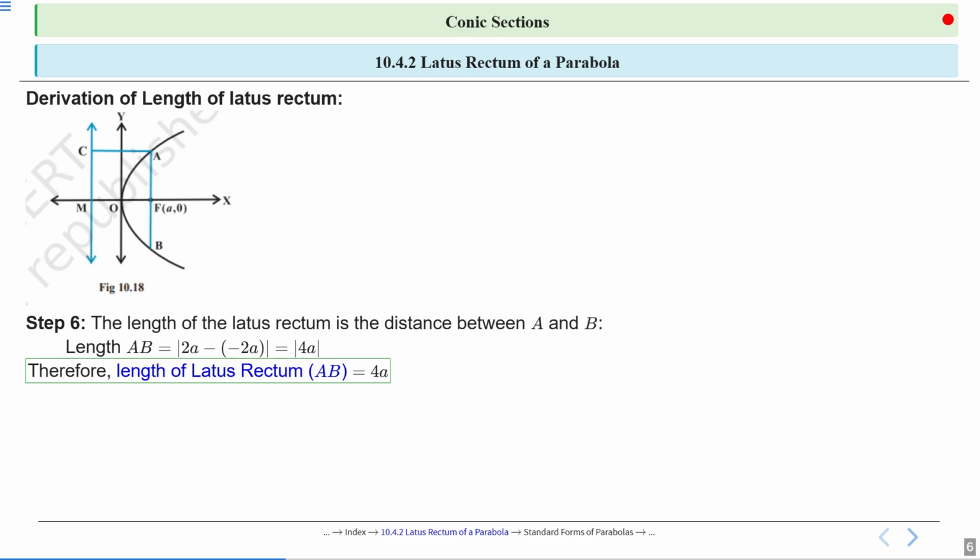Similarly, you can find the latus rectum for other forms of the parabola, like y square equal to minus 4ax, x square equal to 4 times a times y, and x square equal to minus 4ay. For all the cases, the length of the latus rectum AB is 4 times a.